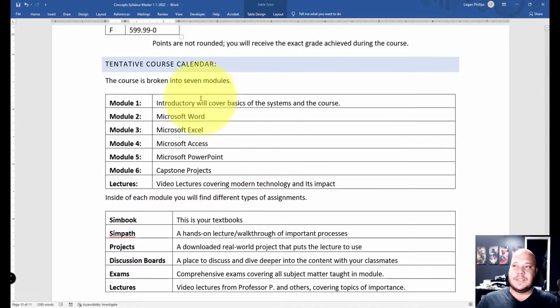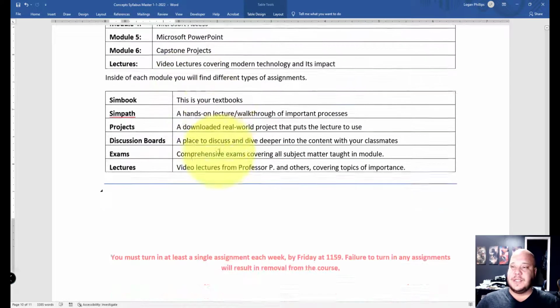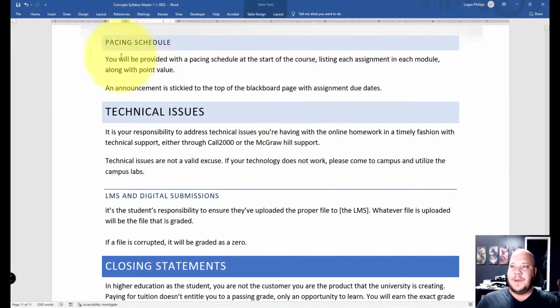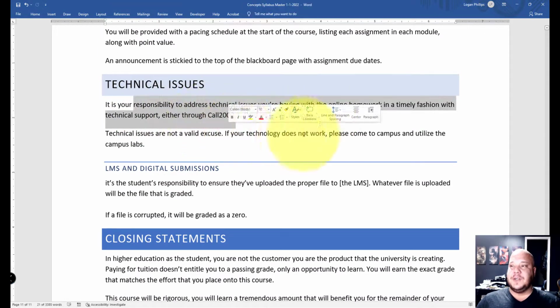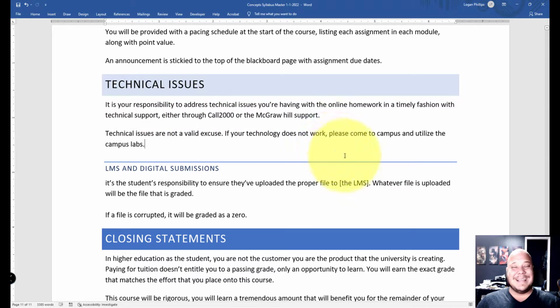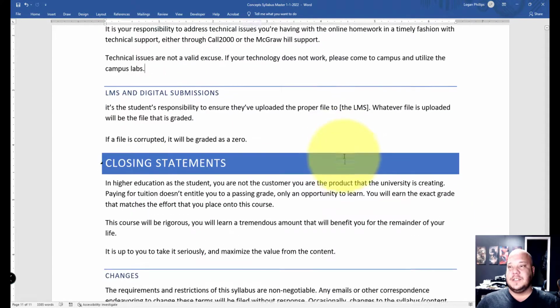Your tentative course calendar is available on your syllabus, as well as your pacing schedule is available on your Blackboard site. It gives you specifics of each assignment, the point value, and the due dates. If you have technical issues, make sure you call 2000 or McGraw-Hill support. I cannot help you with technical issues.